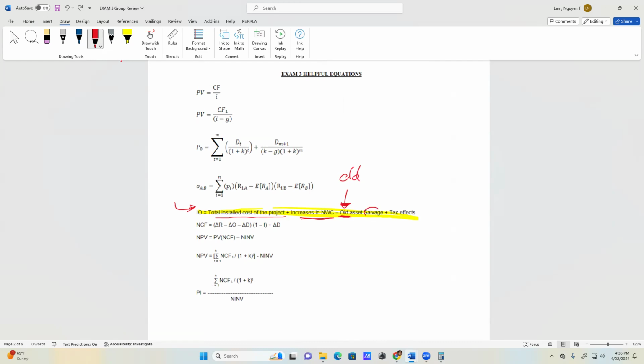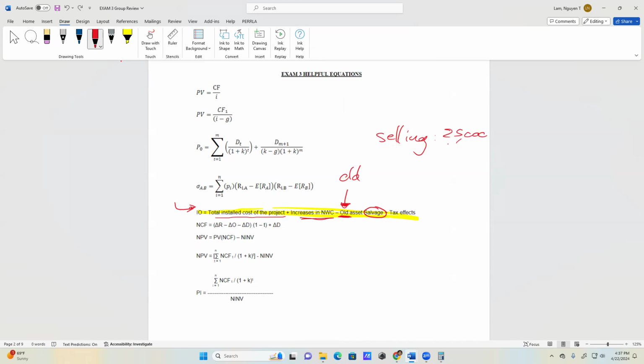Also, the word salvage has the same meaning as selling. So anytime you see on the exam, let's say the selling of the old asset is 25,000, it just means the salvage value of the old asset. So the word selling is the same as salvage.